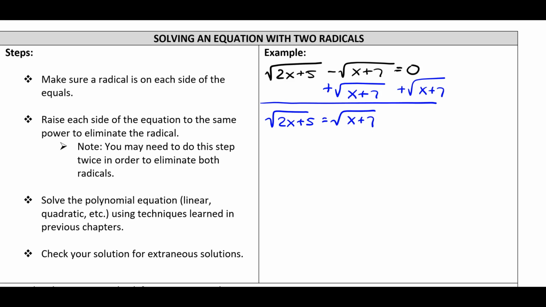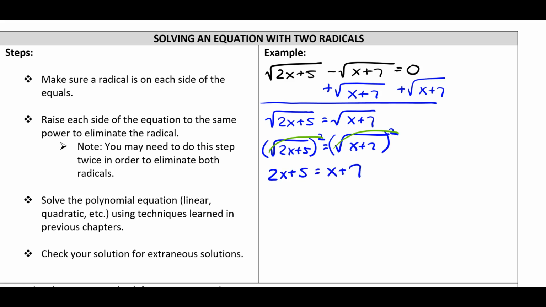Okay, so we have the square root of 2x plus 5 equal now to the square root of x plus 7. So now we can undo a radical with its power. So since these are both square roots, that's nice because we can square both sides. And when we do so, we eliminate the radical on the left, but we also eliminate the radical on the right. So now we're just left with 2x plus 5 equals x plus 7. And now that's really nice because that's a linear equation.